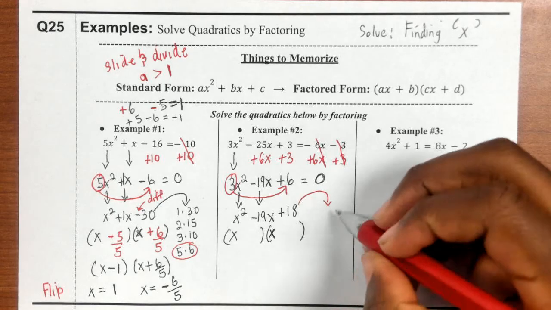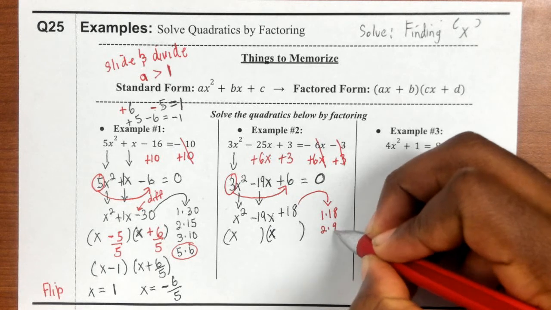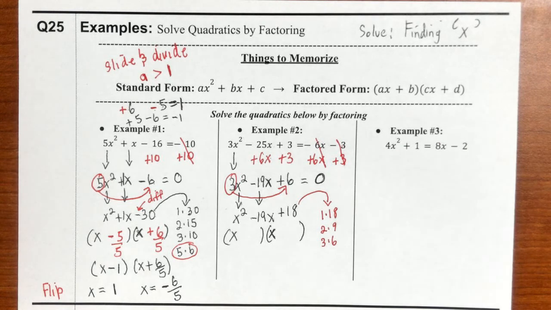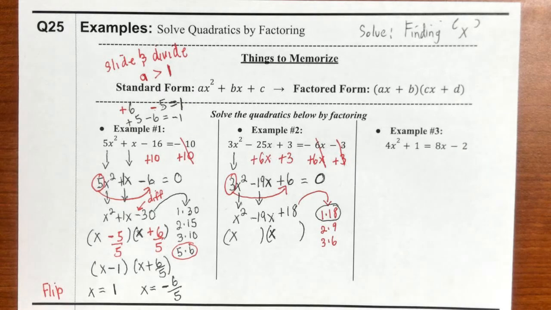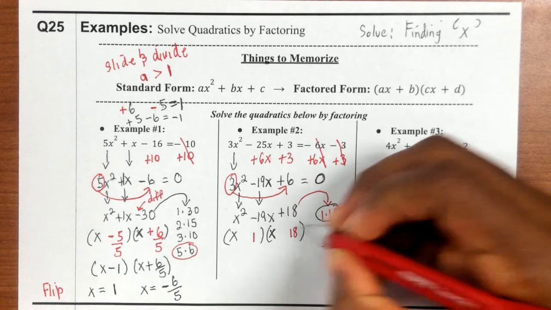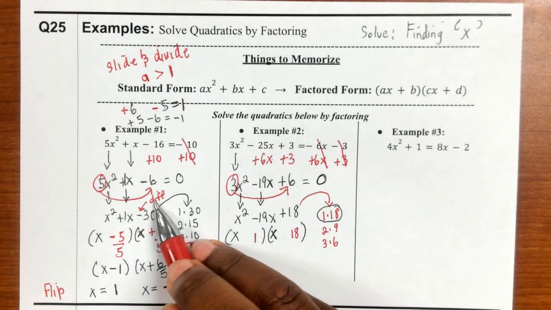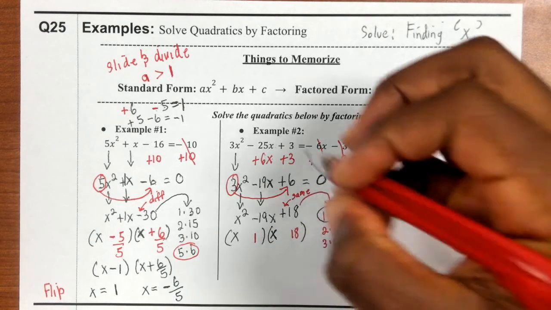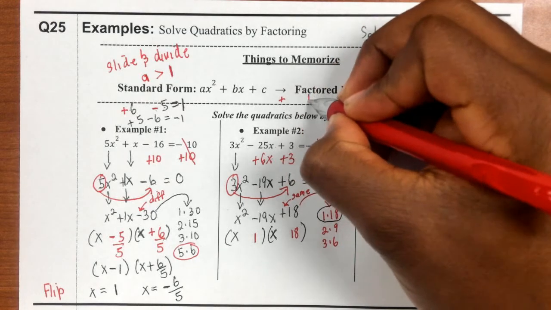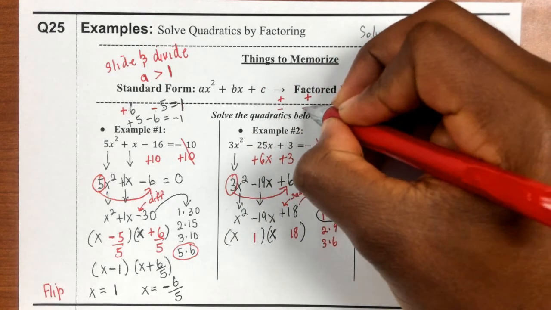So you need to be good at your multiplication table, guys. So what are those numbers? 1 and 18, 2 and 9, 3 and 6. Which pair do you think would add and subtract to give me a 19? Yup, 1 and 18. So I will put my 1 and 18. Here I see a positive sign. Whenever it was a negative sign, it was different. Whenever it's positive, it means same signs, guys. So that means it will be either 2 positives or 2 negatives.